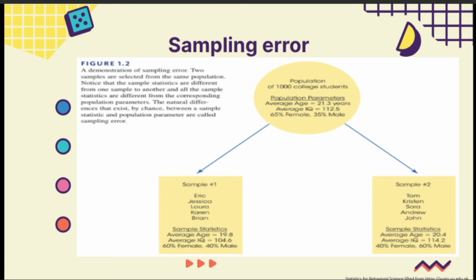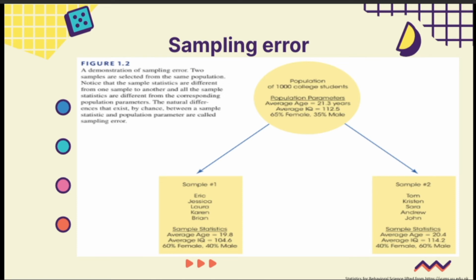For example, the 5 students in sample 1 have an average age of 19.8 years, and the students in sample 2 have an average of 20.4 years. It is also very unlikely that the statistics obtained for a sample will be identical to the parameters for the entire population. Neither sample has statistics that are exactly the same as the population parameters. And this shows only 2 of the hundreds of possible samples. Each sample will contain different individuals and will produce different statistics. So this is the basic concept of sampling error.